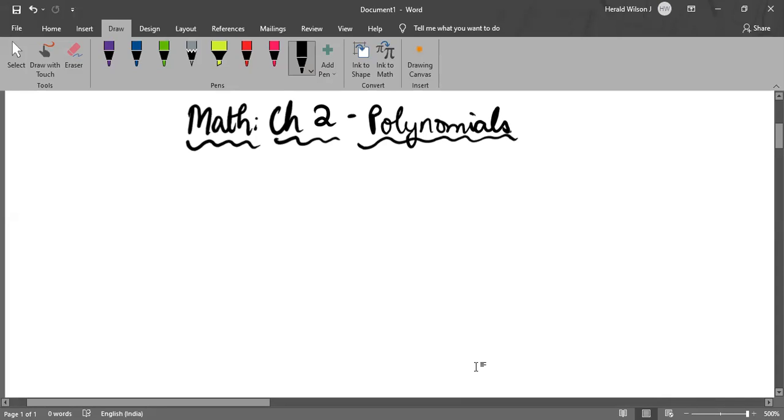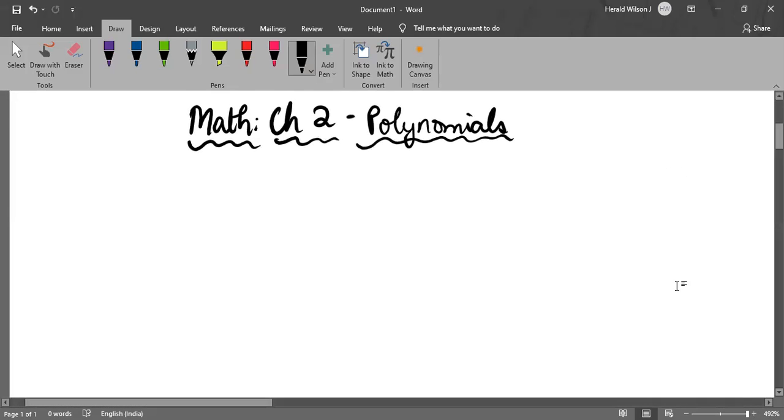Today we are starting with chapter number 2, Polynomials. This is from the NCERT textbook for grade 9 students studying in CBSE syllabus. So we are going to start with chapter number 2 today. And this chapter has a lot of connection with algebra and algebraic expressions.